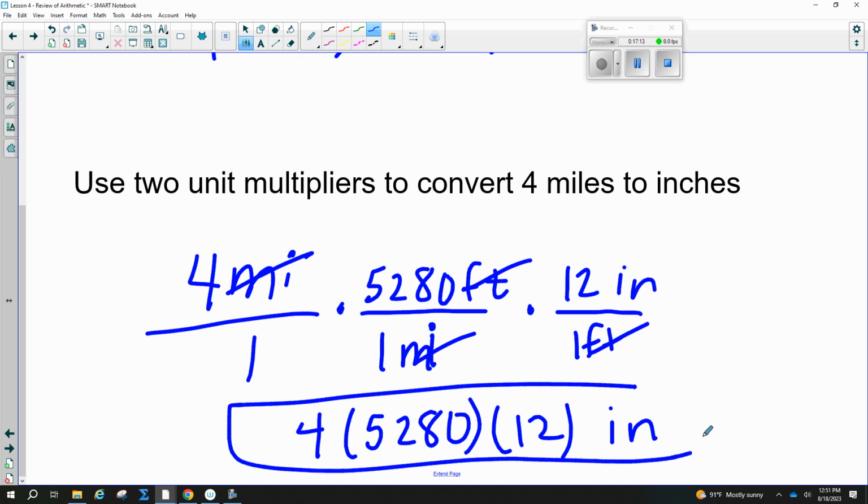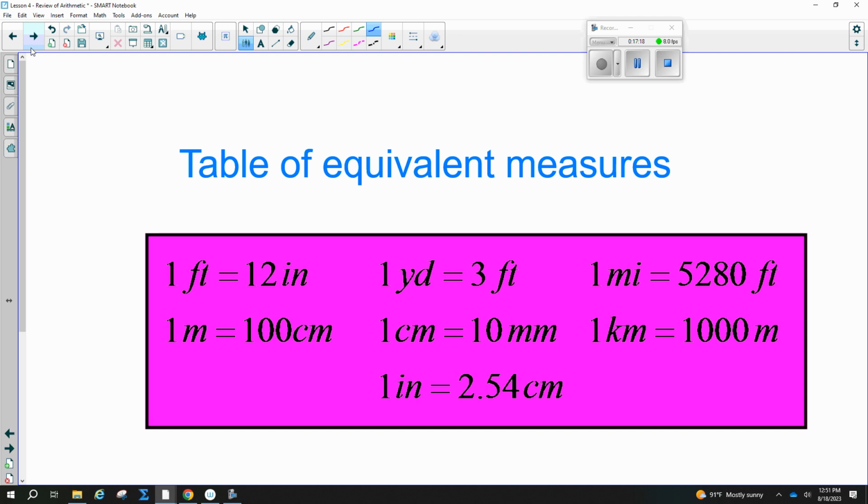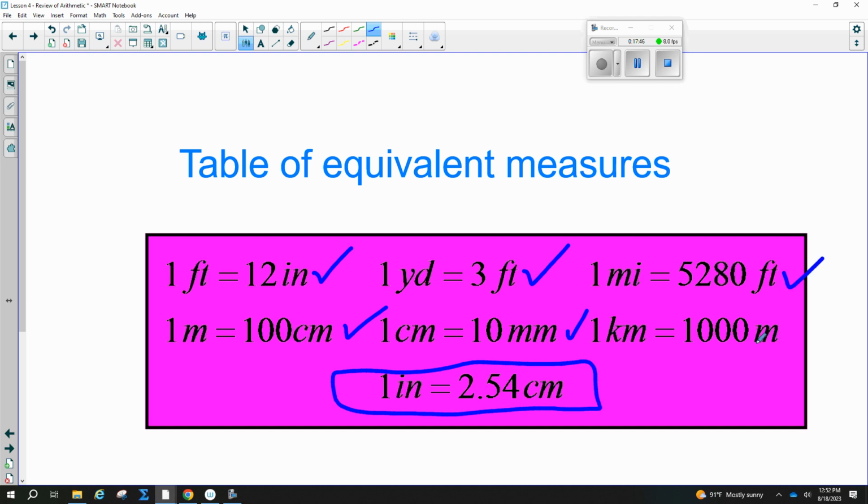All righty. In case you forgot any of these, write down the ones you forgot. Like, you probably know 1 foot is equal to 12 inches, okay? I'm not sure if you remember that 1 meter is equal to 100 centimeters. There are 3 feet in a yard. 10 millimeters equals 1 centimeter. I don't feel like we do that one very often. But anyways, 1 inch is 2.54 centimeters. 5280 feet in a mile. 1,000 meters in a kilometer. All right, if you've forgotten any of those.